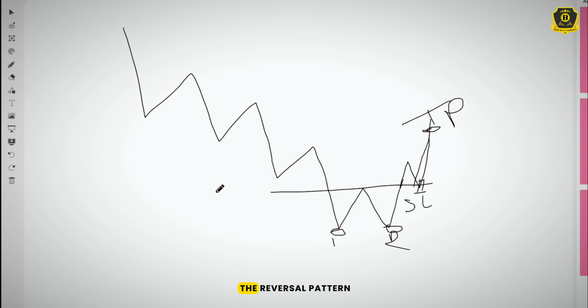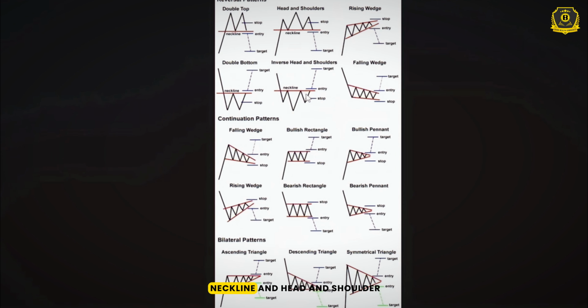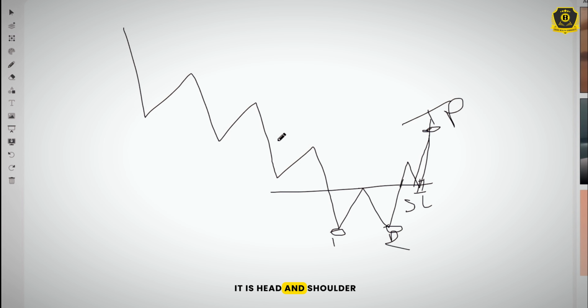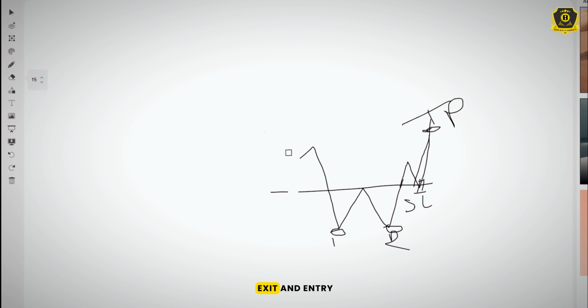So these all are the reversal patterns, either downtrend reversal or uptrend reversal. Let's talk about the neckline and head and shoulder, also the same as before. Head and shoulder, how can we trade it, how can we find the entry and exit? So let's try to find the exit and entry.